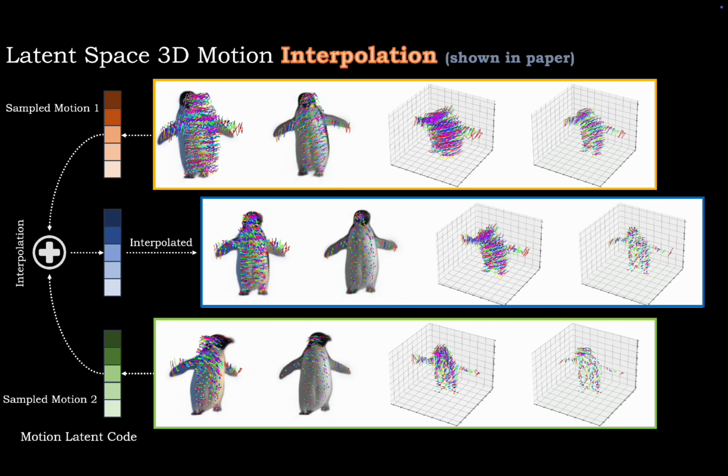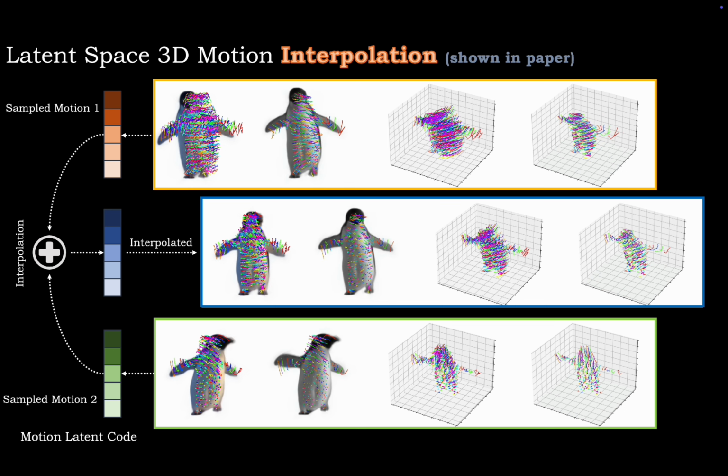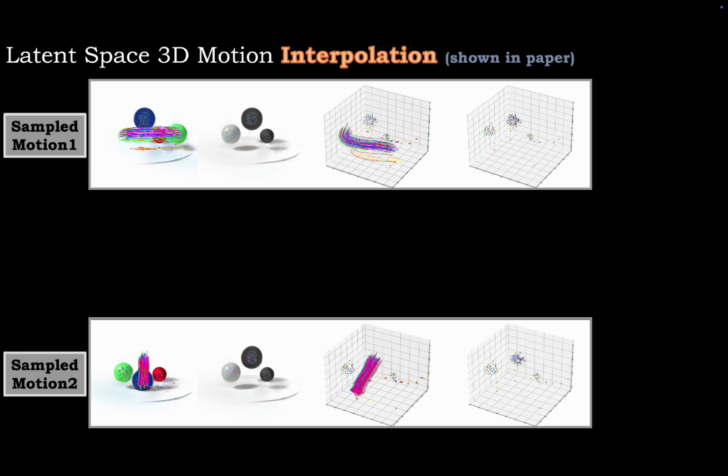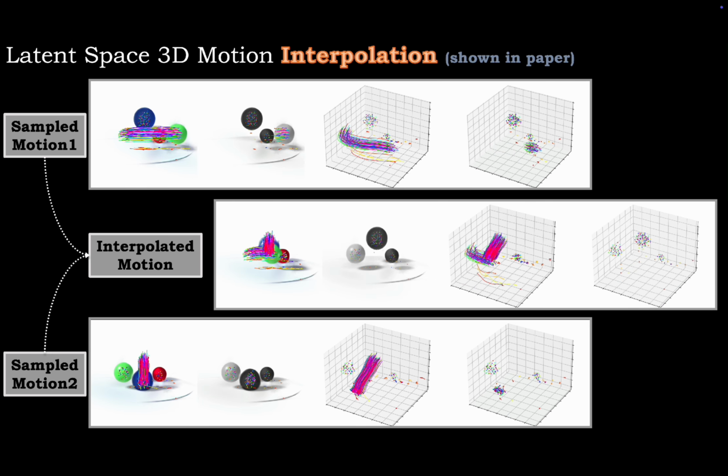Here we sample 2 motions from the motion latent space of penguins, and then interpolate them to generate the novel one. Here is the interpolated motion of 2 moving balls.